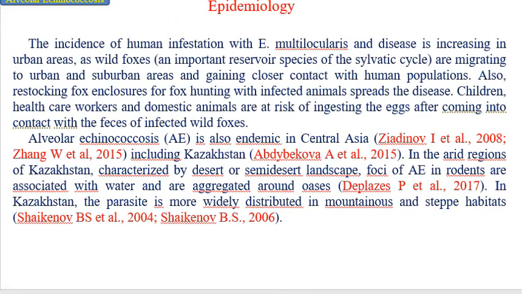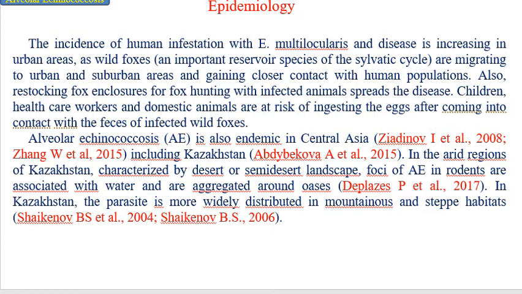Epidemiology: the incidence of human infection with Echinococcus multilocularis is increasing in urban areas, as with foxes. Foxes are an important reservoir species of the sylvatic cycle, migrating to urban and suburban areas and gaining closer contact with human populations. Also, restocking fox enclosures for hunting with infected animals spreads the disease.